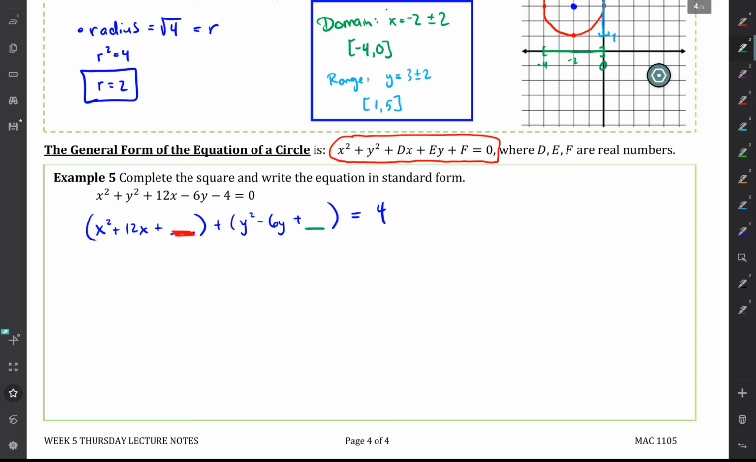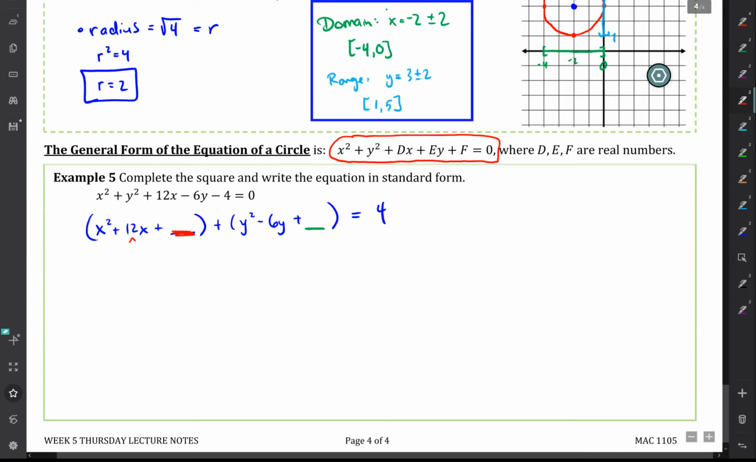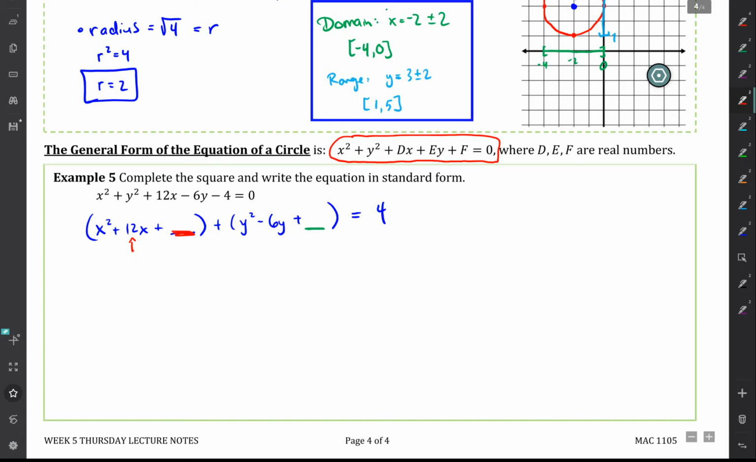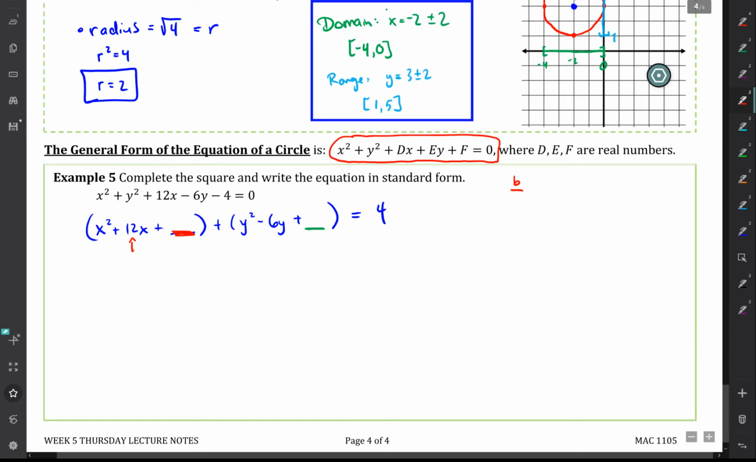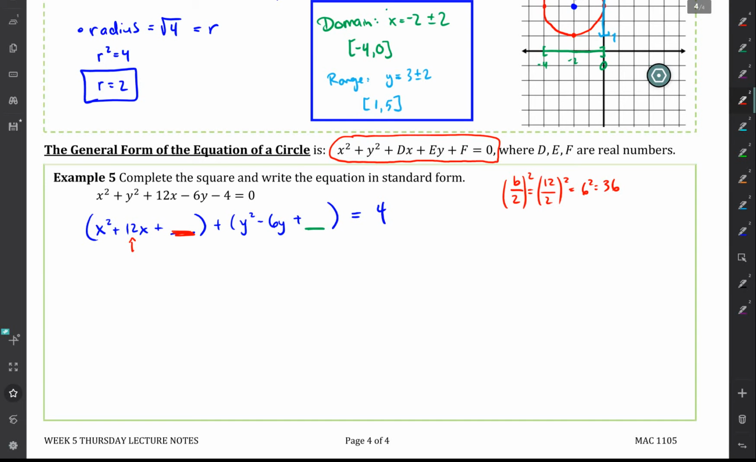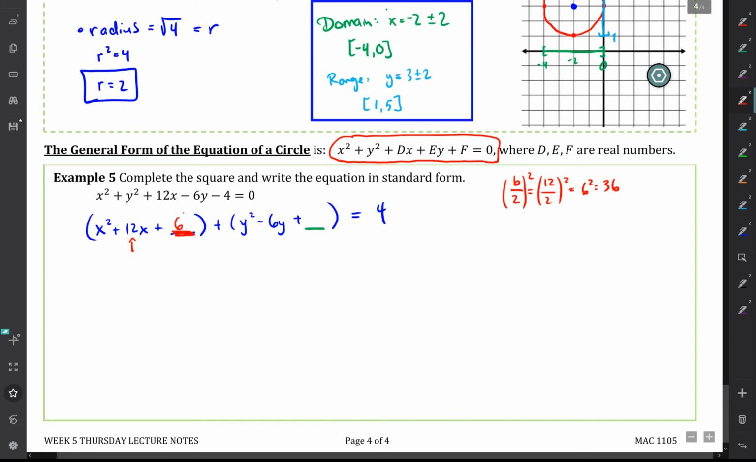And remember, to complete the square, I need to look at that middle term there, 12x. I need to divide it by 2. So I'm taking b over 2, where b is 12. So I'm taking 12 over 2, and I need to square that. So that's 6 squared, or 36. Okay? So what that tells me is I need to add 6 squared to both sides. That will complete the first square.